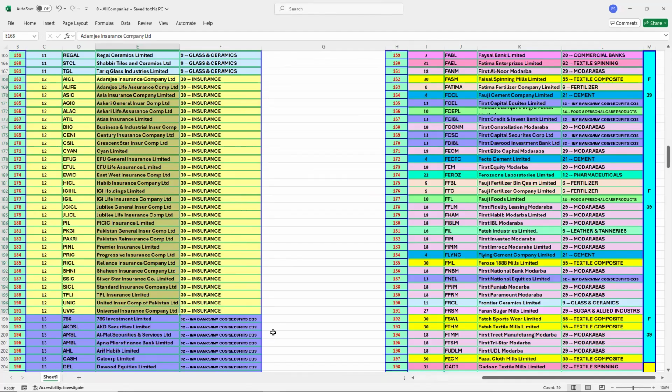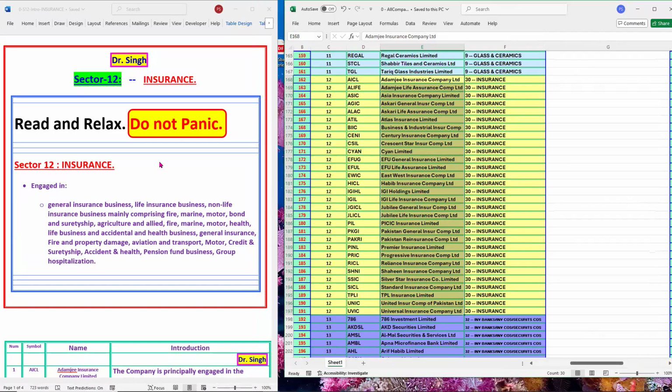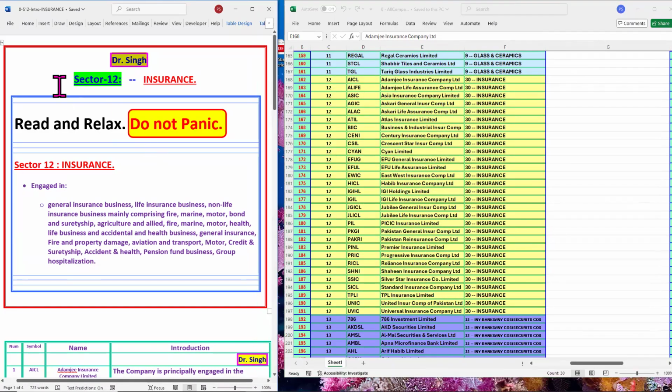Once we understand, let me try to show you a Word document over here. Here we go. My name appears right over here, Dr. Singh, and this is sector number 12 on insurance. And aha, comes the first point: read and relax. Because when you want to learn something, you have to read, and of course you have to relax at the same time.